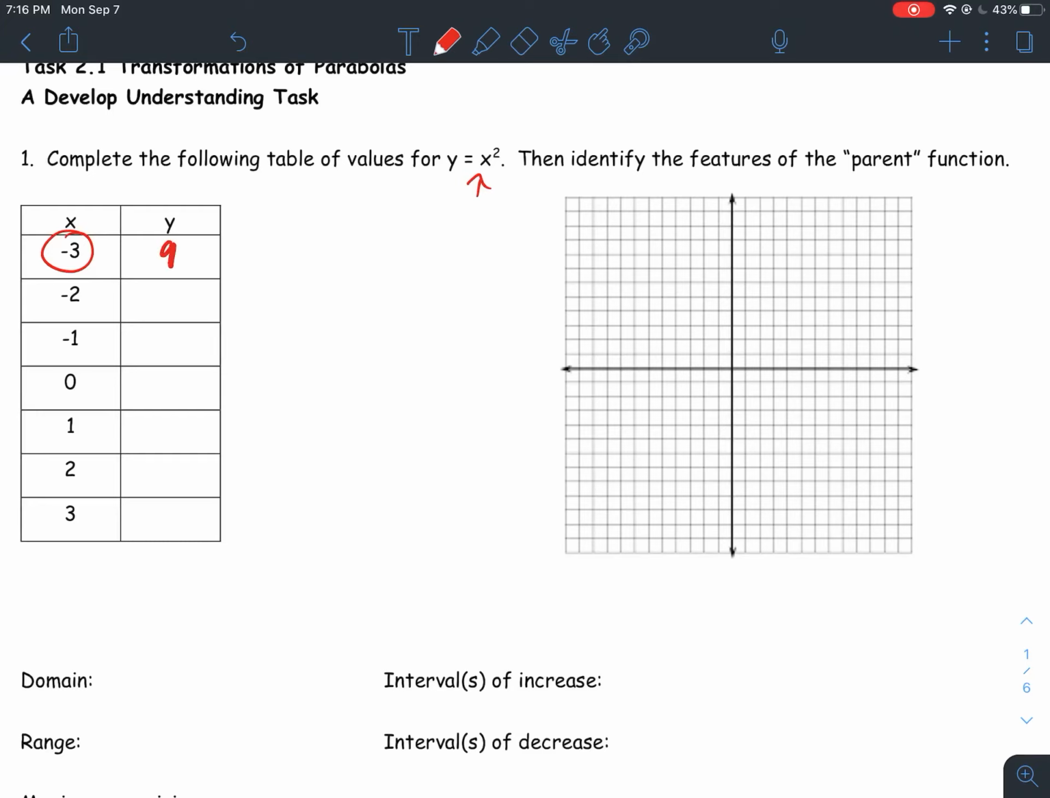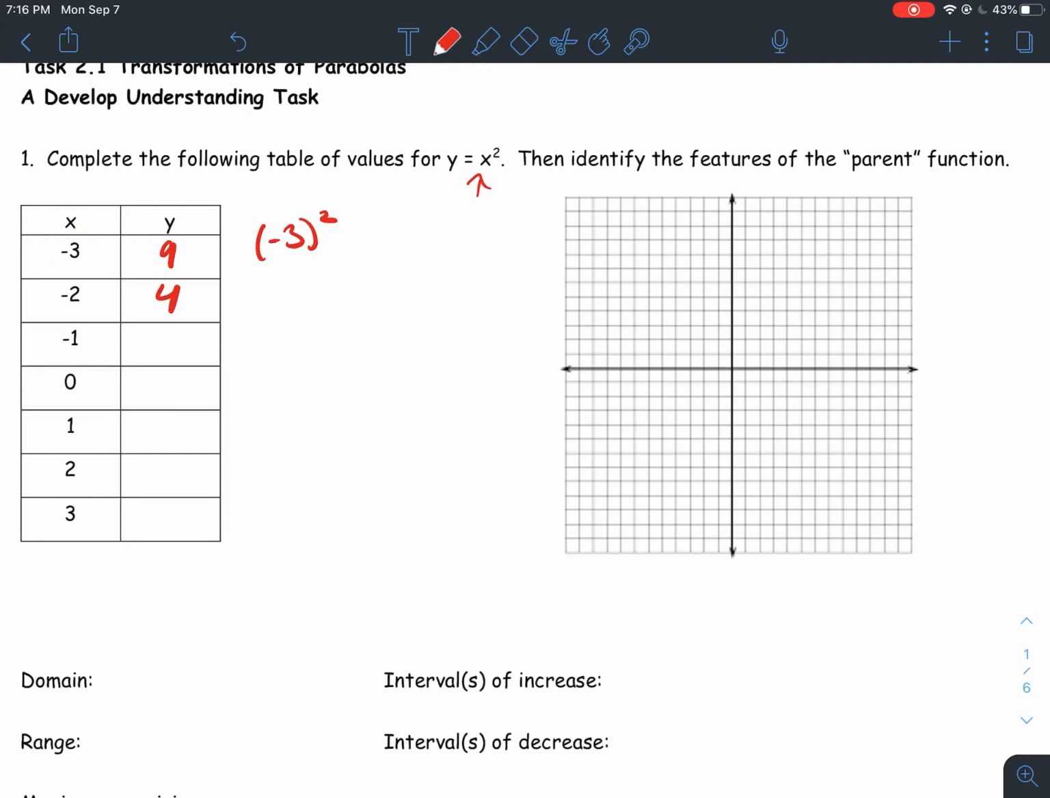What we're going to do is plug these x values into this function. So negative 3 squared is 9. Make sure that when you plug negatives into your calculator, you put parentheses around them. It should be negative 3 in parentheses. If you put it in like this, it will probably give you negative 9, which is incorrect. So make sure that you use parentheses.